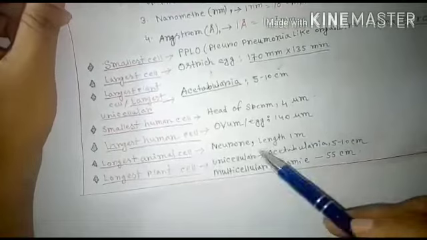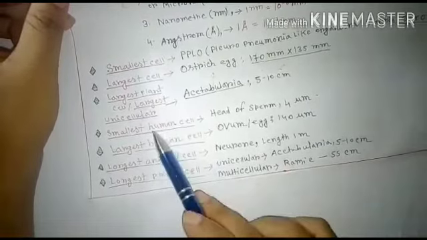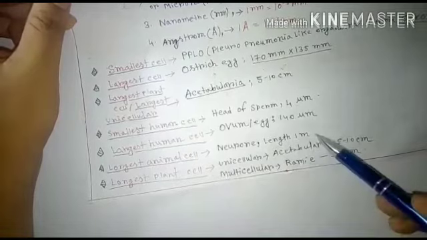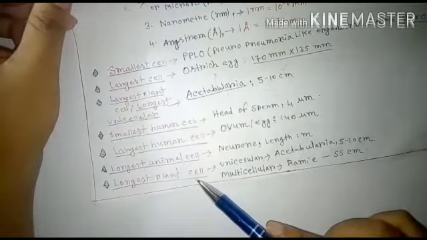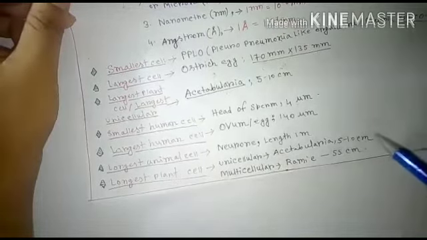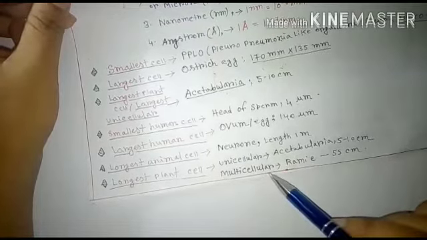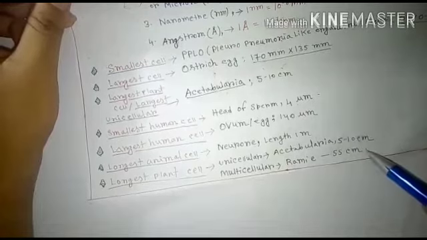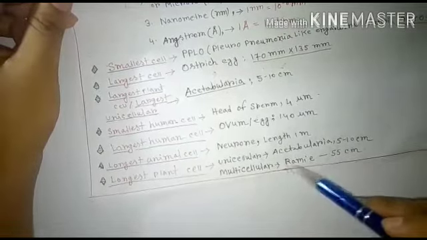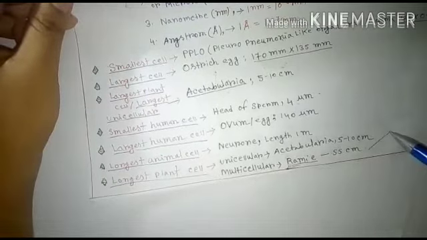The longest animal cell is the neuron, length 1 meter. The longest plant cell in the case of unicellular is acetabularia, 5 to 10 centimeter, and in the case of multicellular it is ramie, 55 centimeter. Ramie is 55 centimeter.